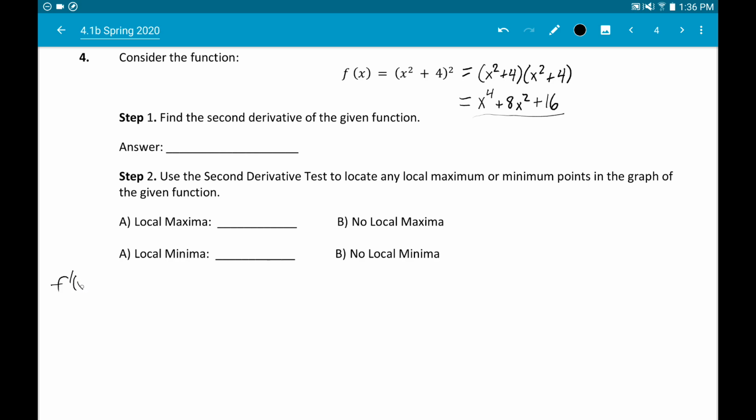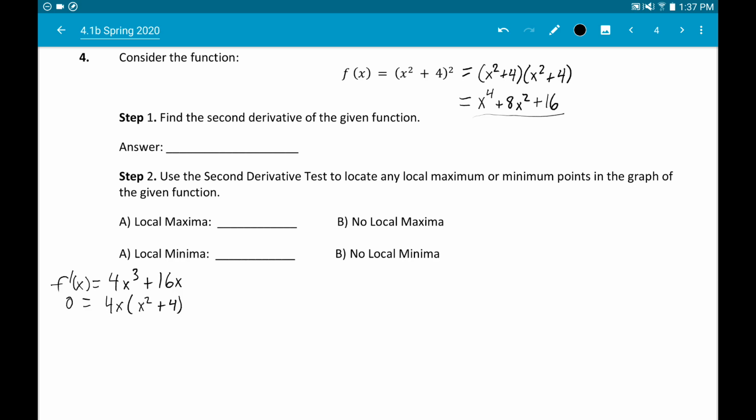First derivative of x to the 4th is 4x cubed. Derivative of 8x squared is 16x. Derivative of 16 is 0, so that's gone. Set this equal to 0. Solve for x. I can factor a 4x out of here. It'll leave me x squared plus 4.